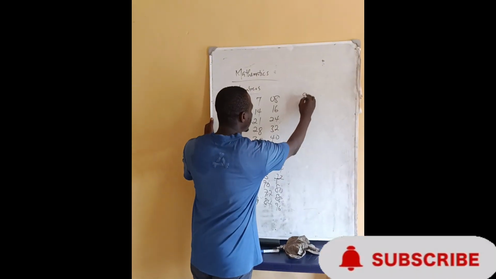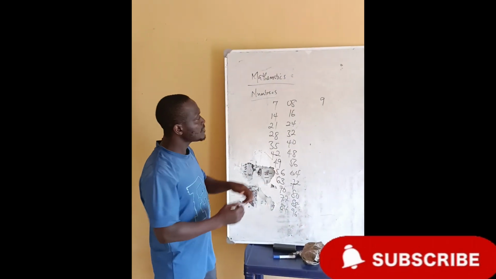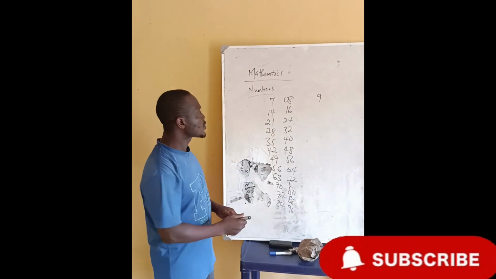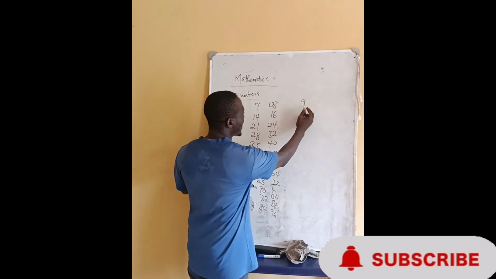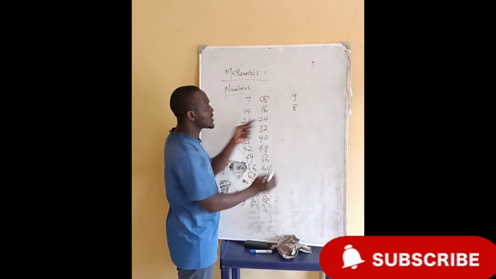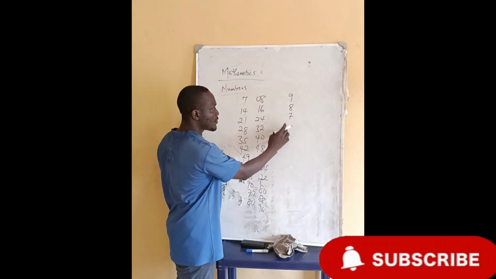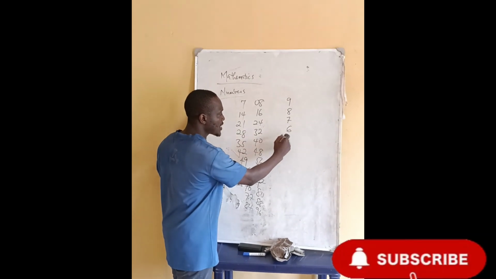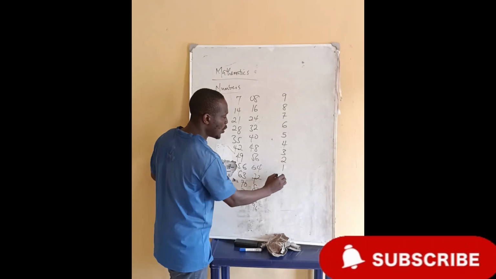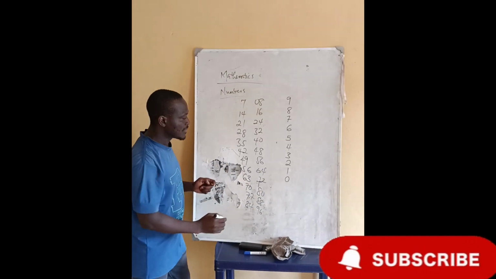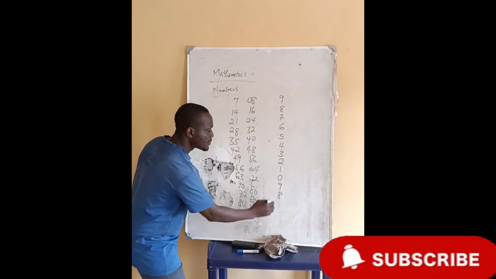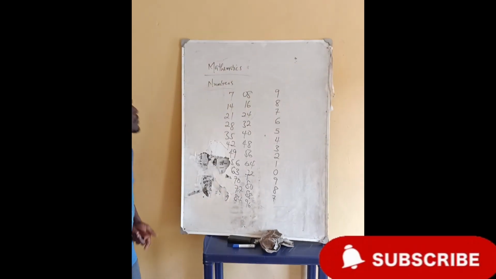This is 9 times 1, 9. All I will do is to be subtracting 1 from what I have already. So 9 times 2, I need to subtract 1 from 9. What will I get? I will have 8. I subtract 1 from 8, I have 7. I subtract 1 from 7, I have 6. I subtract 1, I have 5. And then 4, 3, 2, 1, 0. I start with my 9 again. 9, 8, 7, 6, just as the case may be.